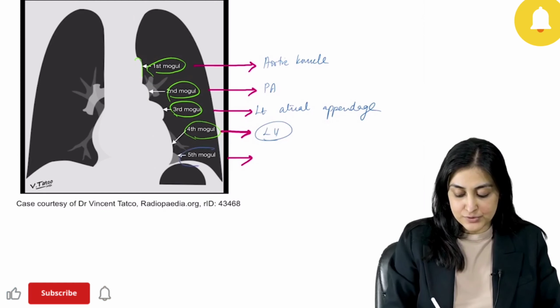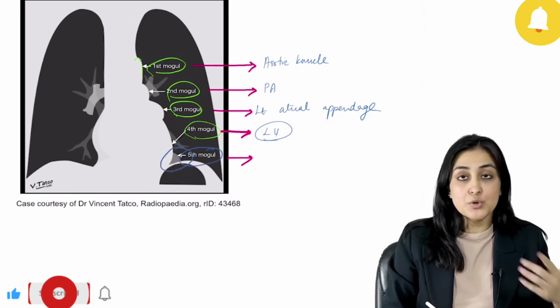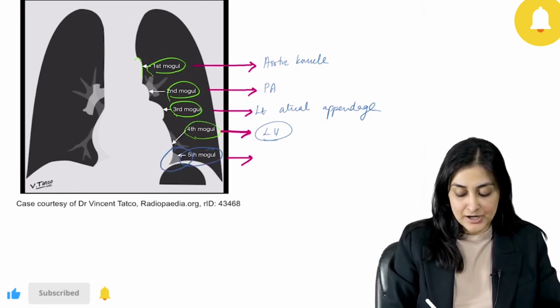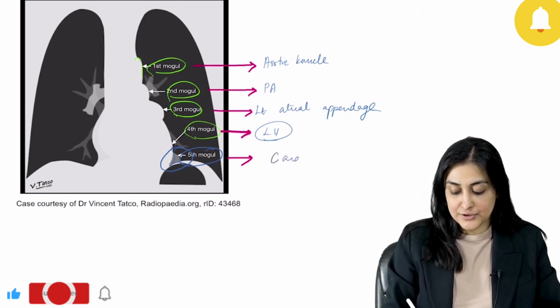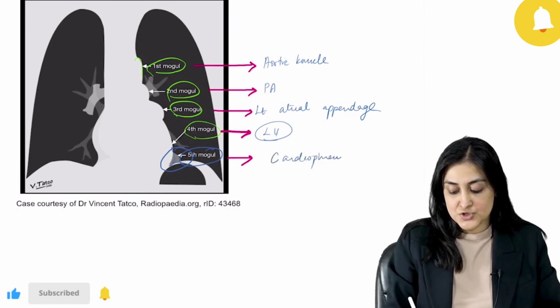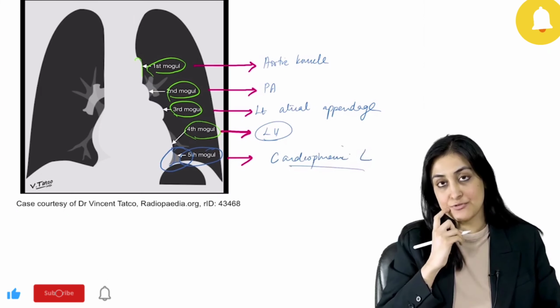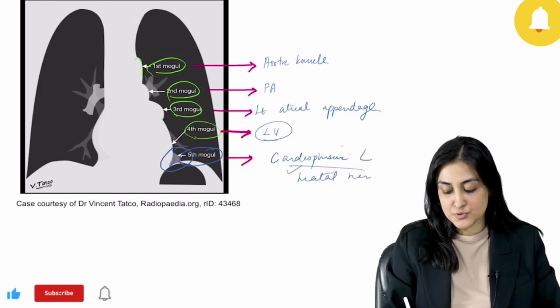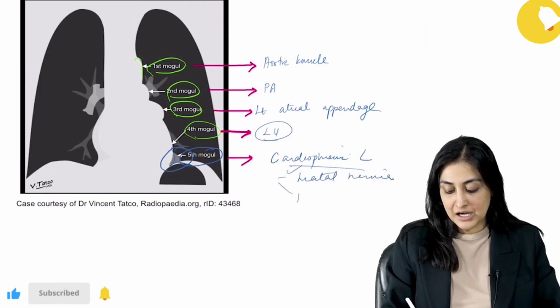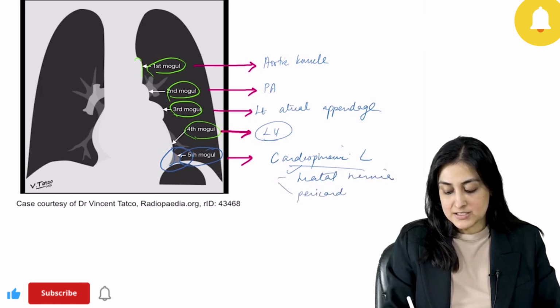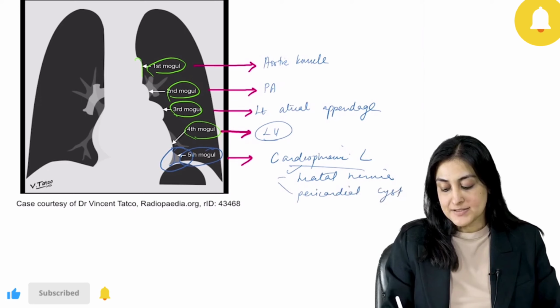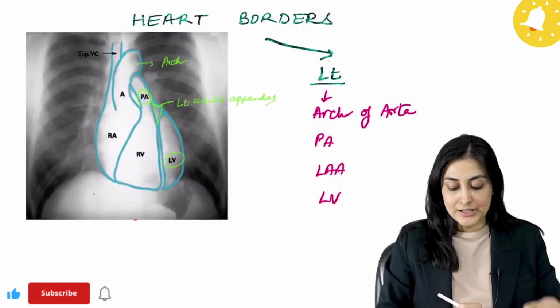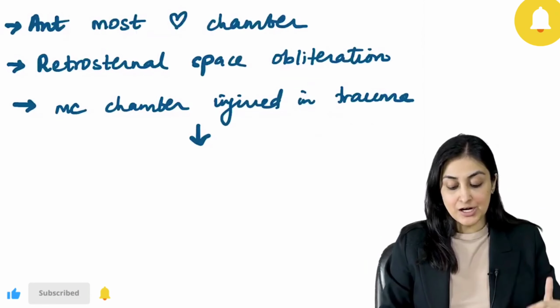And finally, what is the fifth mogul? So remember, anytime you have an abnormal swelling at the cardiophrenic angle, so this is any cardiophrenic angle mass which can form this swelling. So that forms the fifth bump. Usually you can have hiatal hernia which occupies this position, or you can have a pericardial cyst. So pericardial cyst can also occupy this area, alright. So going ahead, this is about the heart border.